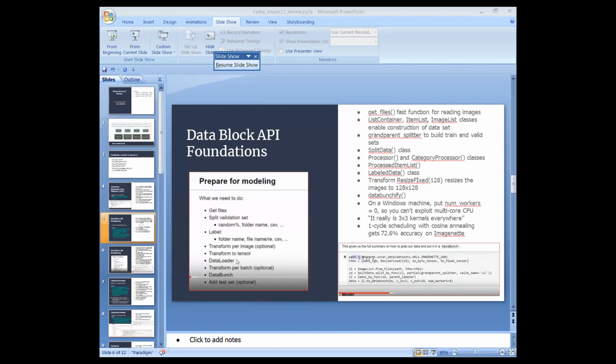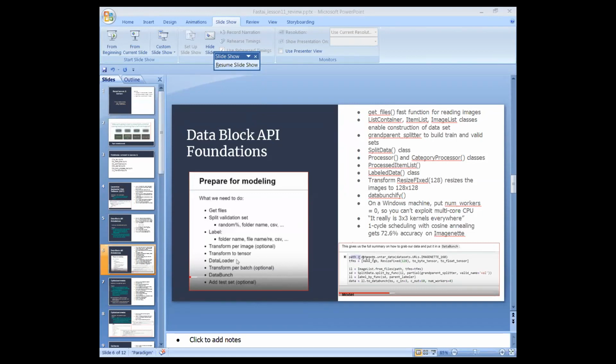So let's see. I just took some notes on some of the things that they built, and my screen is hiding it from me. So let me see. Yeah, there's this function called get_files, which Jeremy's very proud of. It's a fast function for reading images. It uses, I forget what that thing is called, scandir or something, and he demonstrates that he can read the image files in incredibly fast.